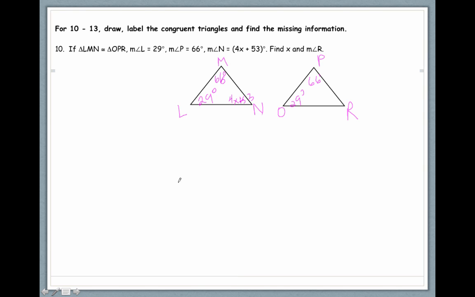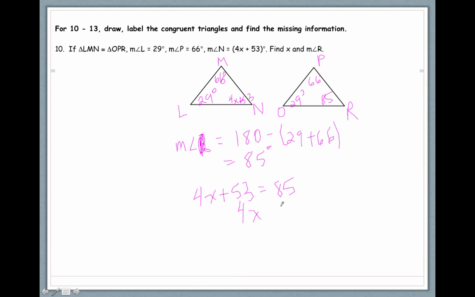Okay, so here's one thing. First of all, the measure of R, I don't know why I wrote B, we can take 180 minus the stuff we already have, 29 plus 66. So this altogether is 95, so this is 85. So the measure of R is 85, which means N is also 85. So 4x plus 53 is 85. Subtracting 53, 4x is 32, x is 8.